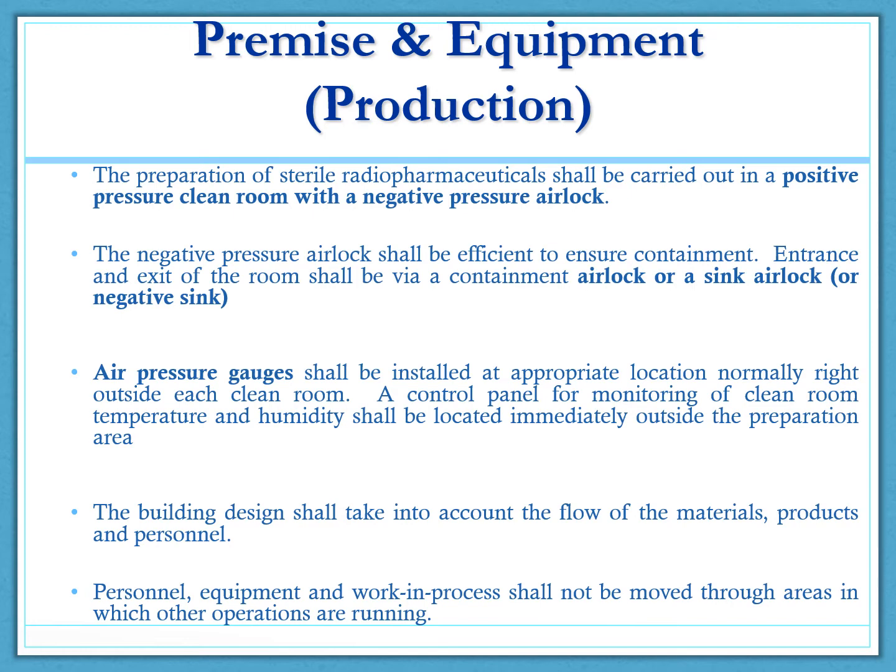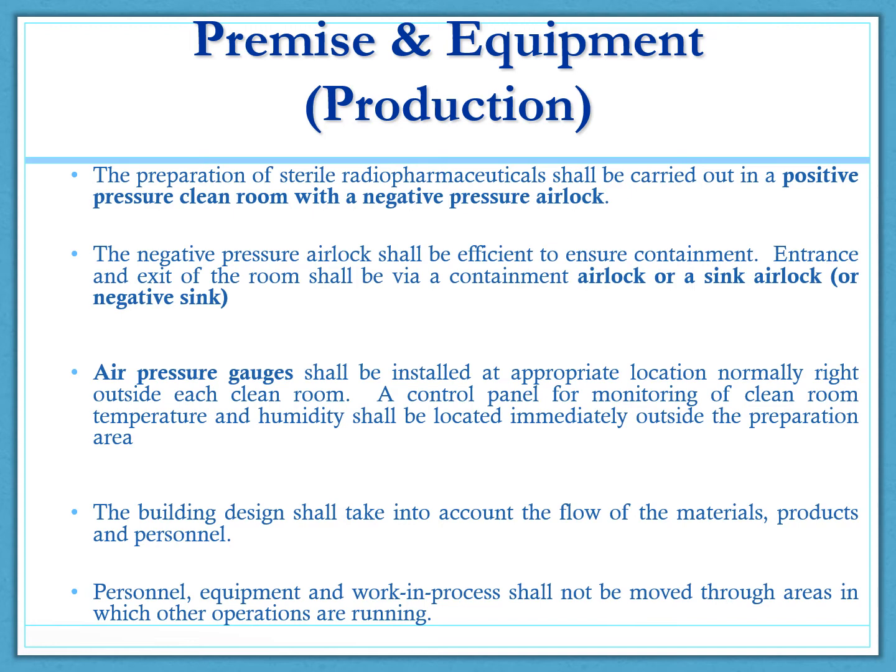Air pressure gauges shall be installed at appropriate locations, normally right outside the clean room, so that it's easy for us to monitor the differential pressure for each room. A control panel for monitoring of clean room temperature and humidity shall be located immediately outside the preparation area. So we have to consider having this output in the future, whereby we can actually print anything.